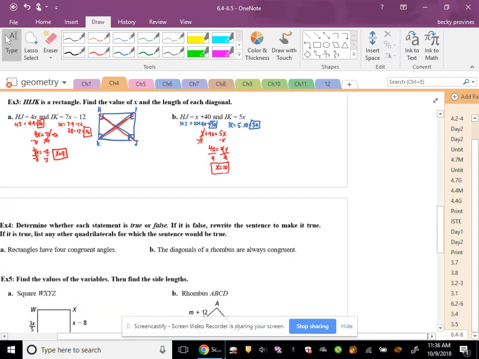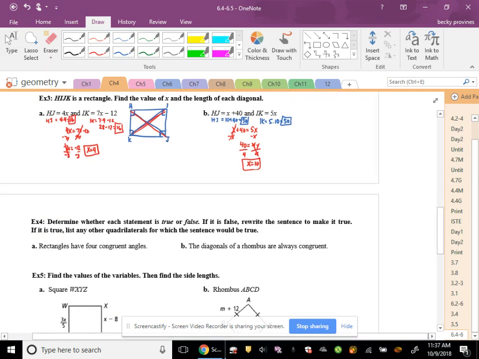Okay, determine whether this statement is true or false. If false, rewrite this sentence to make it true. If it's true, list any other quadrilaterals for which the statement is true. Okay, there's lots to do here.